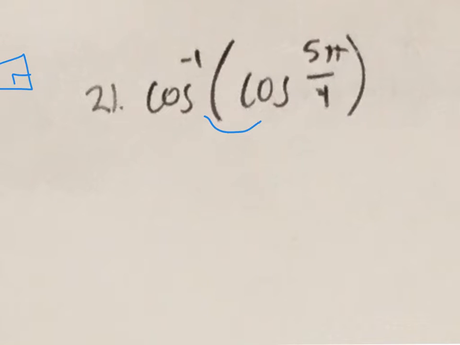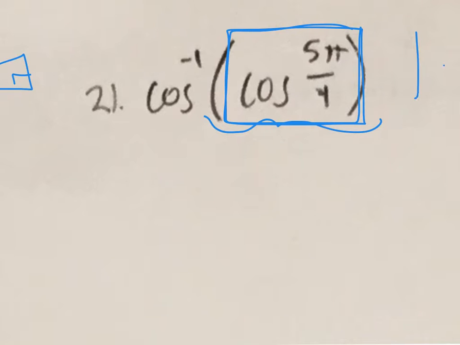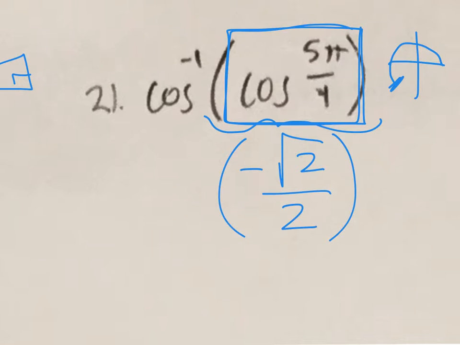So here we're looking at the inverse cosine, or the arc cosine, of the cosine at 5 pi over 4. Okay, and they don't just cancel out because the answer might not be in the right spot. So the first thing we do is we evaluate cosine at 5 pi over 4. Okay, and that is in the third quadrant down here. So the cosine at 5 pi over 4 is negative root 2 over 2.